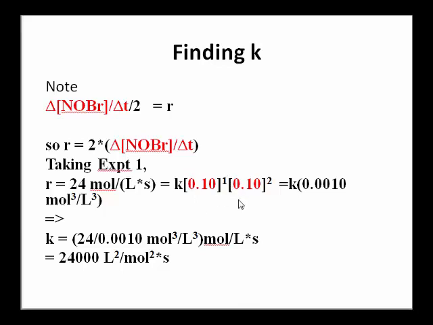Taking the product of these expressions yields k times 0.0010 moles cubed per liters cubed. And we solve for k by dividing that 24 moles per liter per second by 0.0010 moles cubed per liters cubed, and arrive at 24,000 liters squared per moles squared seconds as the units for this reaction.